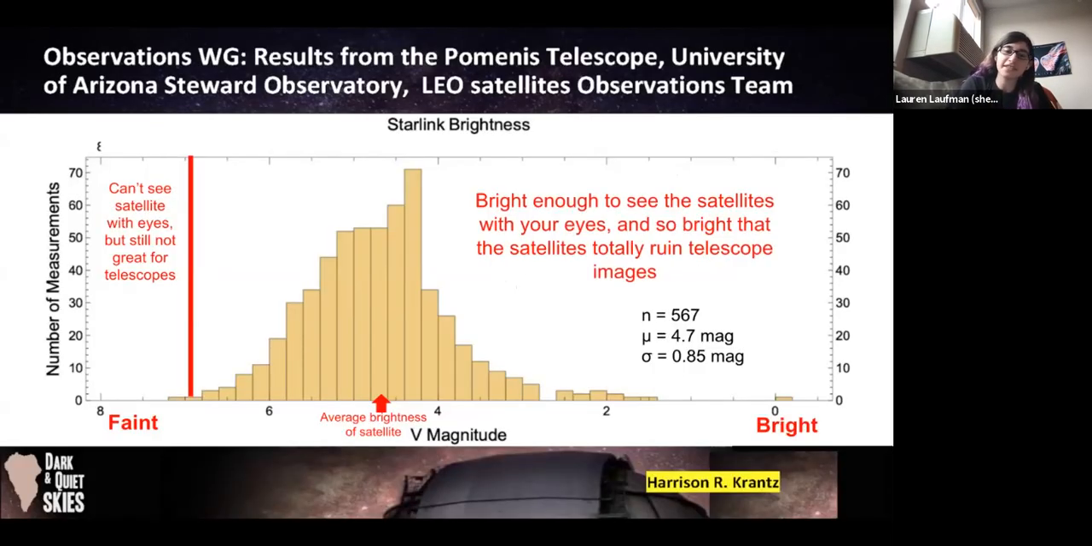They took 567 measurements of regular Starlink satellites and found that on average, they are 4.7 magnitudes. So to be clear, this left end of the plot is where we want them. You can't see them with your eyes, and so it's fainter. It's about 7th magnitude or fainter. Everything to the right of this vertical red line is showing that these satellites are too bright. Definitely too bright.